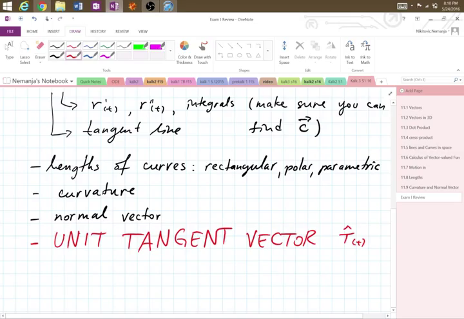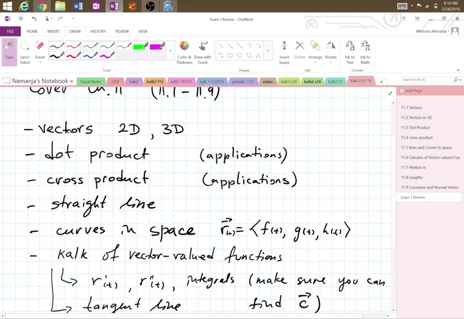which is equal to r prime divided by the r prime magnitude. Yeah, that's going to be there. That's definitely going to be there. So what do we have? What else do we have? Let's see. Cross product.